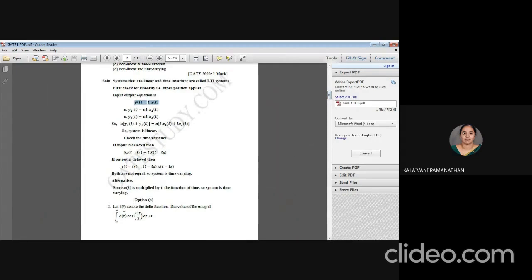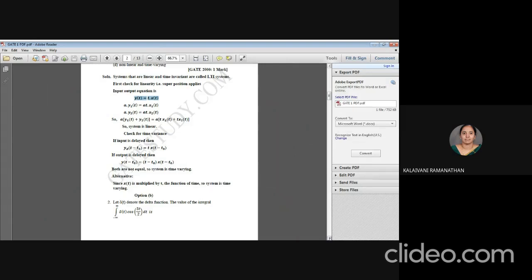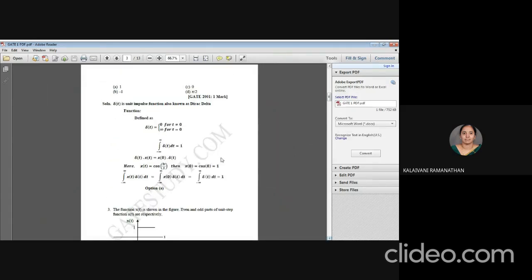So next question is, let del of t denote the delta function, the value of the integral from minus infinity to infinity del of t cos 3t by 2 dt is. You're provided with this question and the answer is provided in options as 1, -1, 0 and pi by 2.